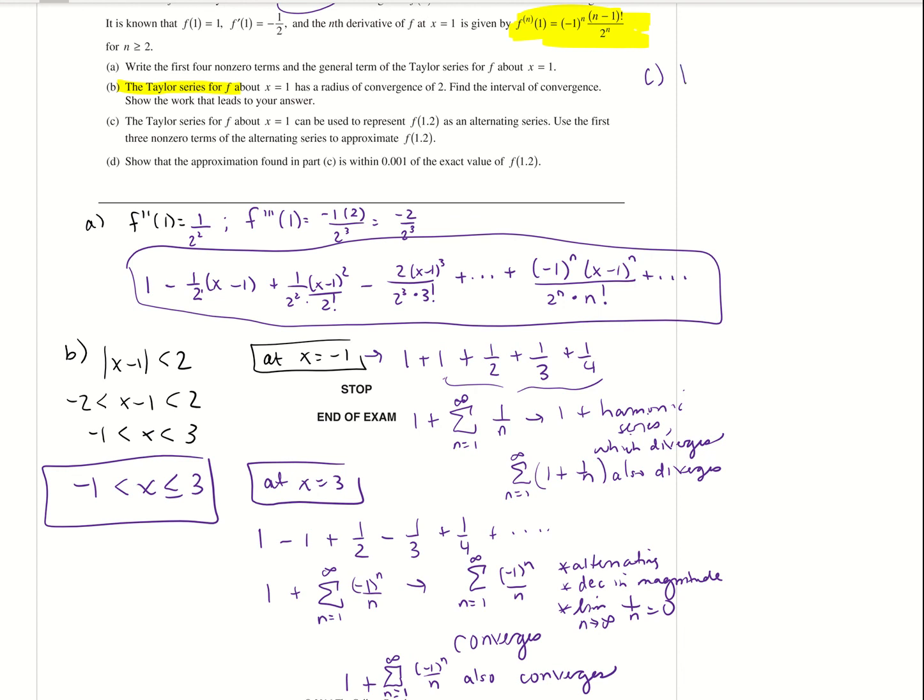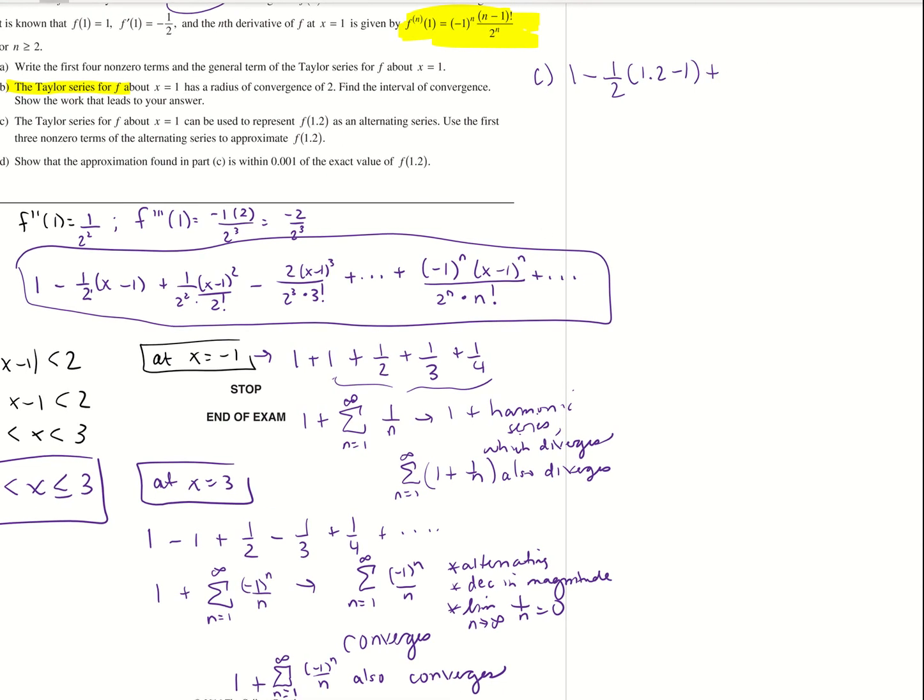So this will be 1 minus 1/2 of 1.2 minus 1 plus 1 over 2 squared. You could write that as 4 if you feel like it. Times 1.2 minus 1 squared over 2 factorial. Don't need to simplify that. I would not bother. There's my approximation. This is approximately f of 1.2.